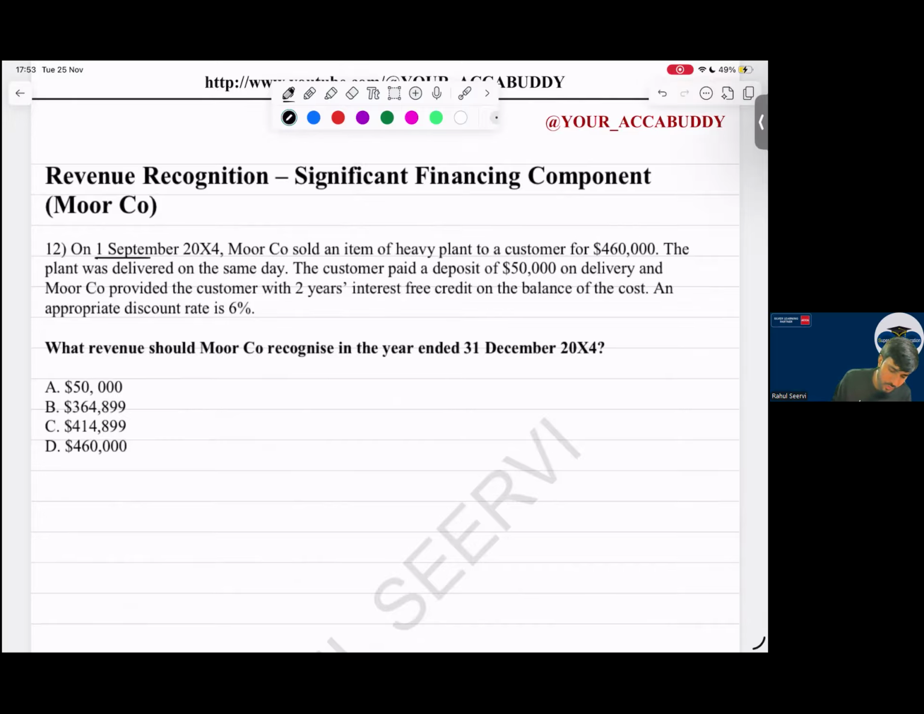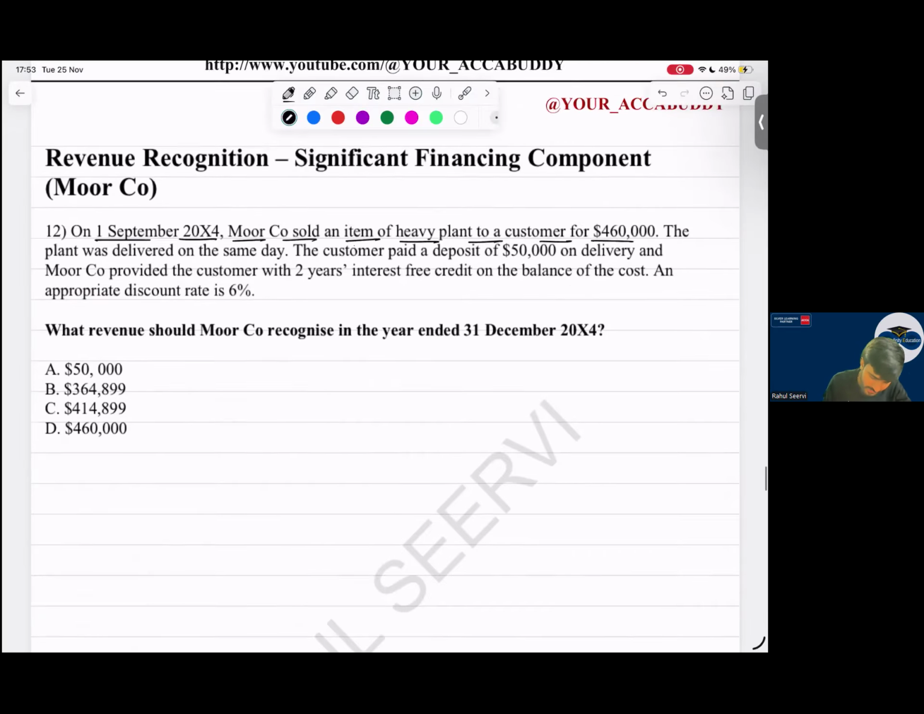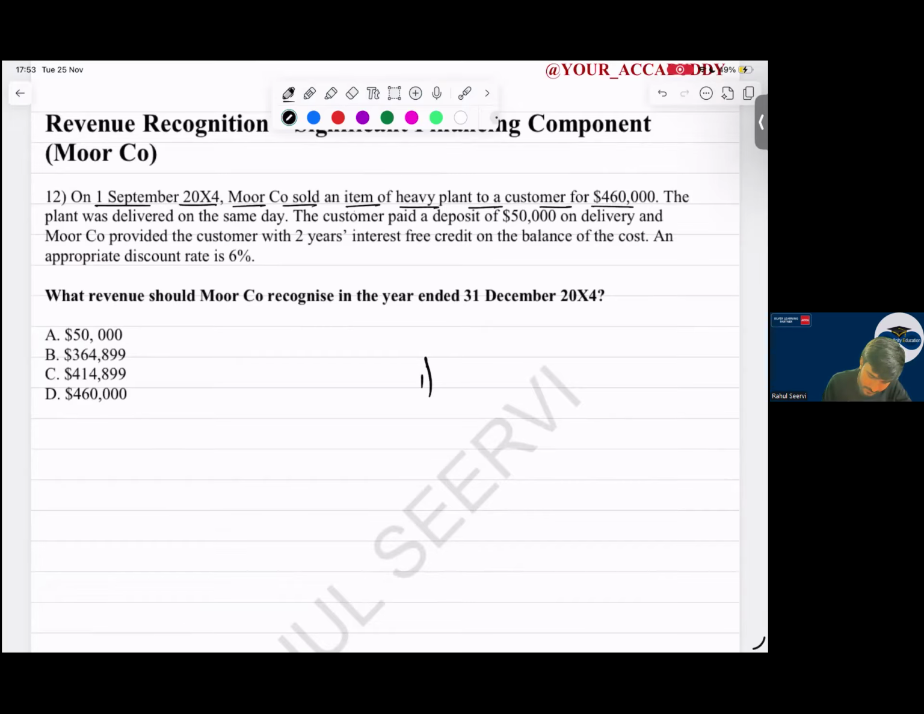On 1st September 2004, M sold an item of heavy plant to a customer for $460,000. Okay, what is the date? 1st September. Let me write down. Dates are very important. Be careful with the year ending, starting date, closing date. They have sold this for 460,000. Now, what is the amount they have received? Let us see. The plant was delivered on the same day. Same day delivery means what, sir?